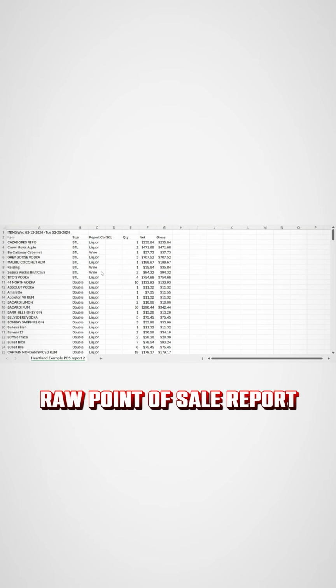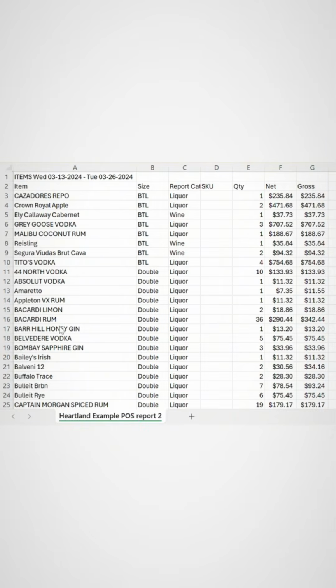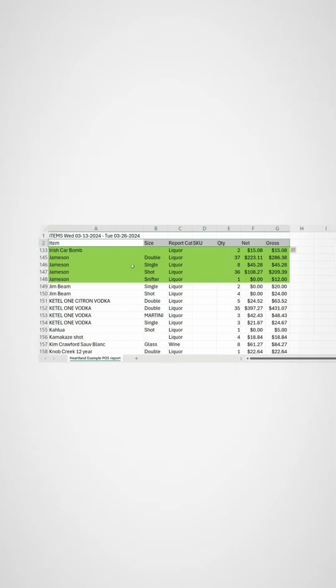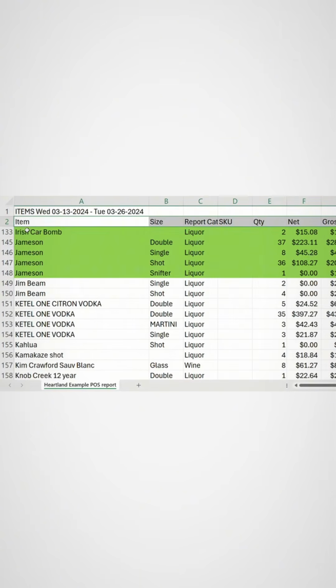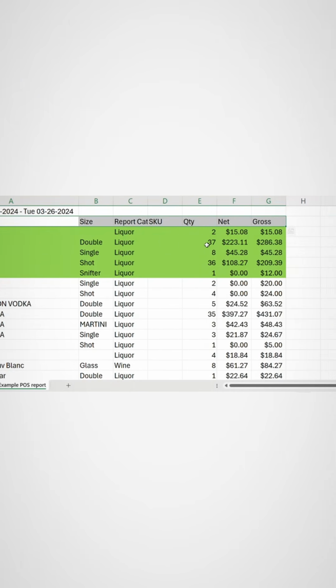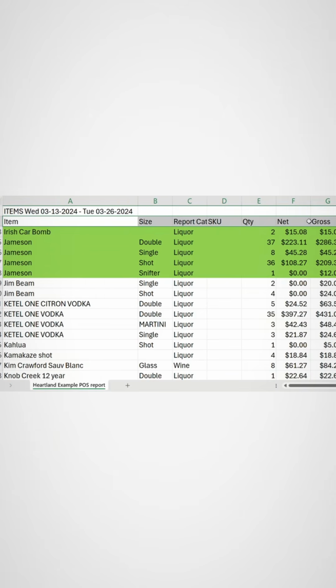So here we're looking at a raw point-of-sale report that lists all of the sales and which buttons were pressed over a given period, in this case, a 2-week period in March. On this version, I've highlighted 5 different buttons that include Jameson. The challenge being that while we can see the exact number of each drink that was sold, the amounts that are served with each of these drinks varies.